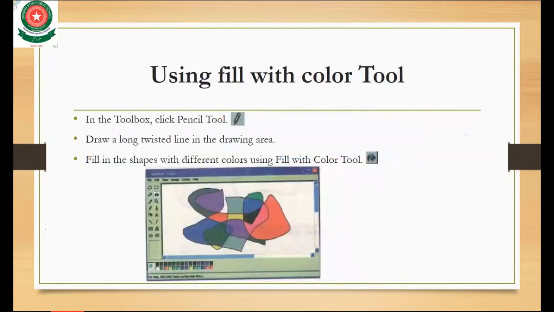Then you can use the fill with color tool. Okay, for example, you draw any line and you want to fill this shape. Then you can use a color tool. First of all, you go to the toolbox and click the pencil tool, then draw a long twisted line. For example, you can draw any line, and you want to fill this shape.